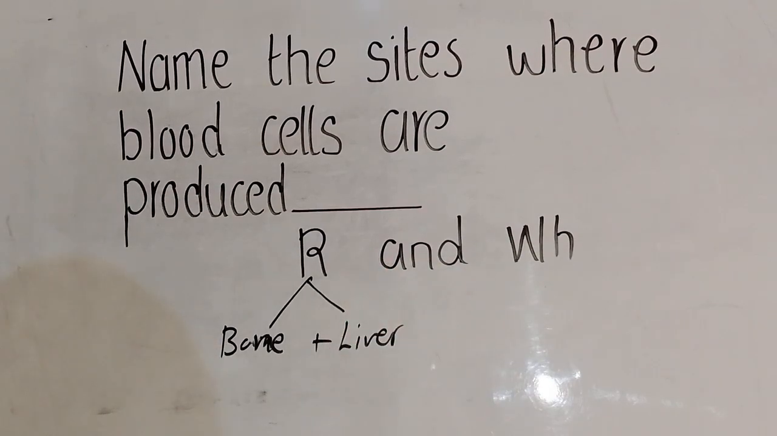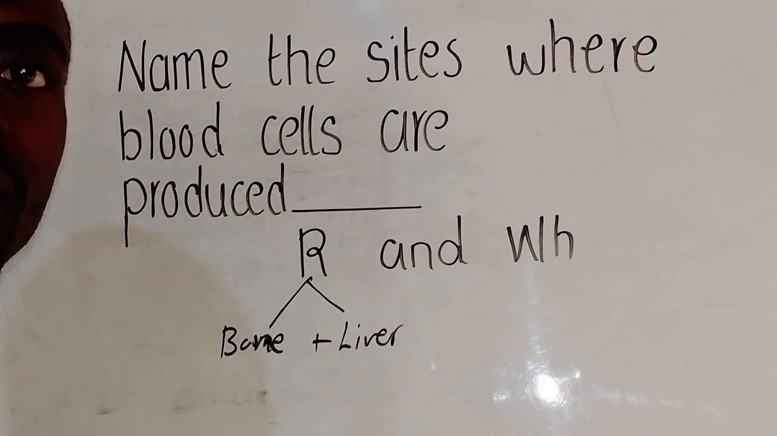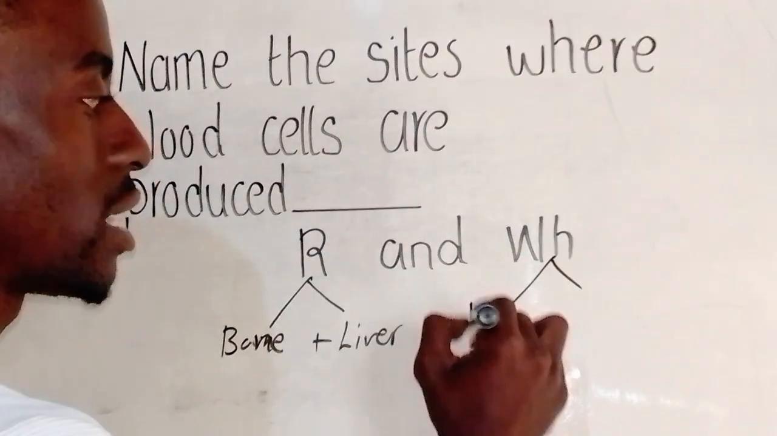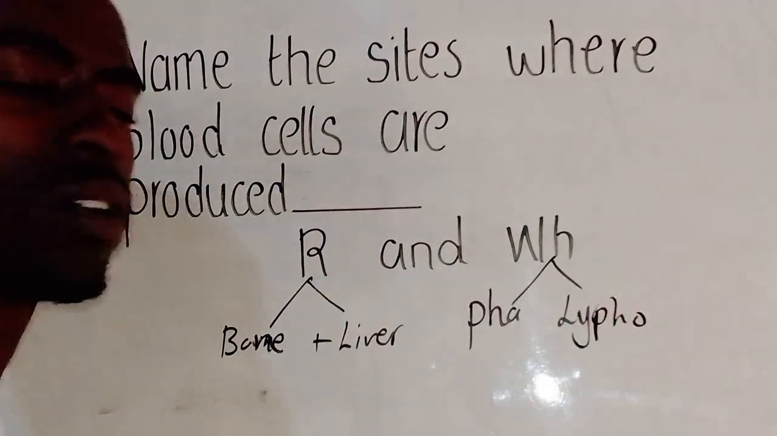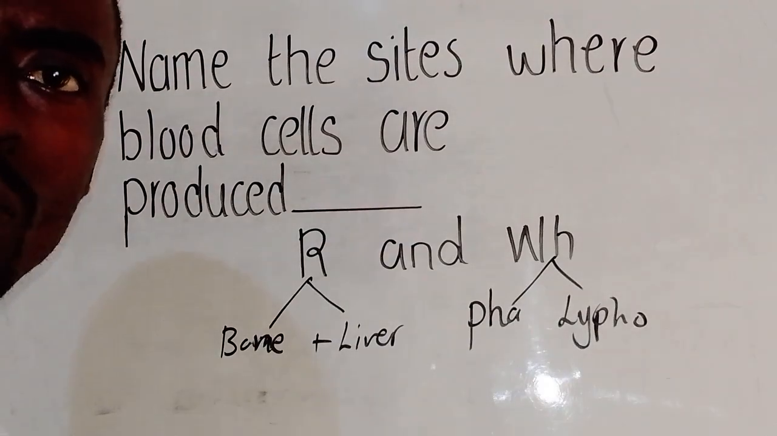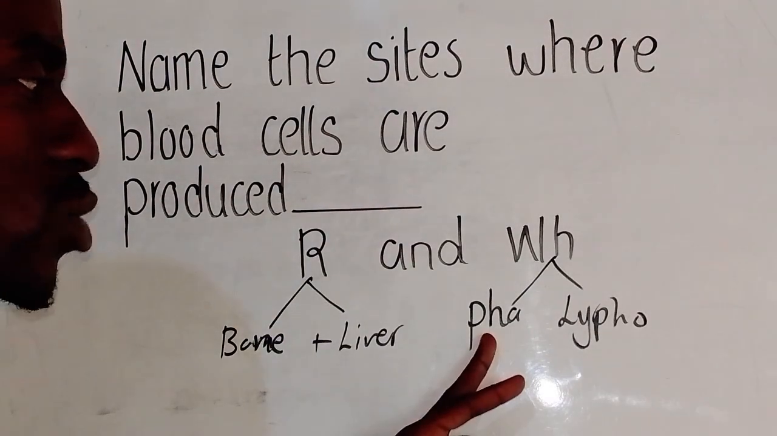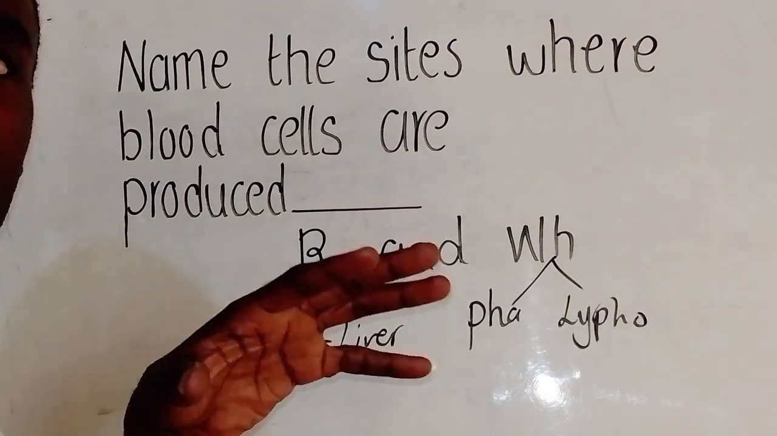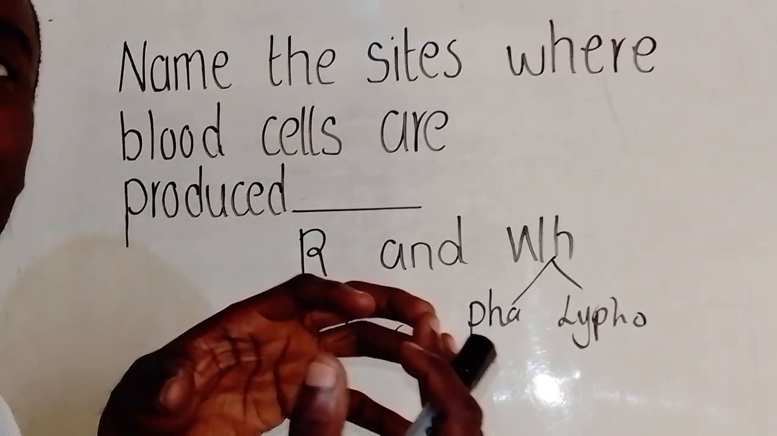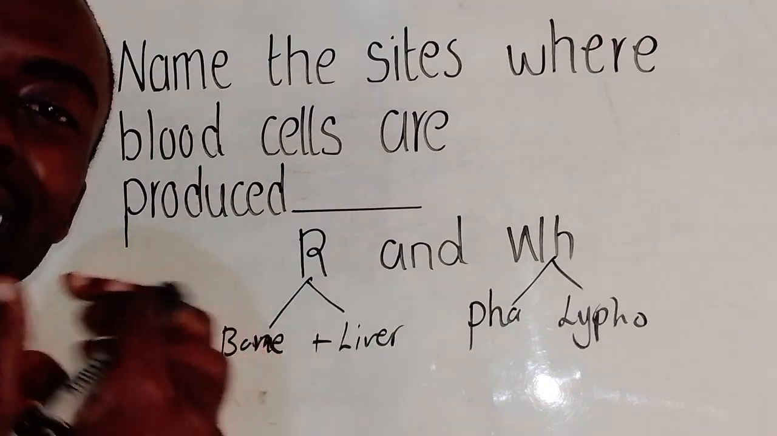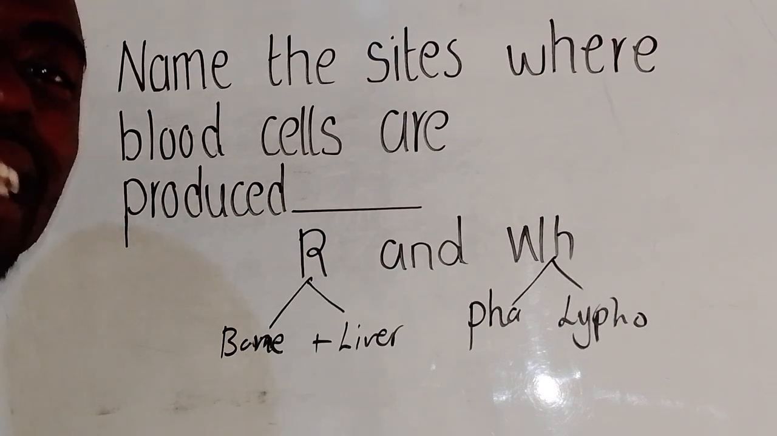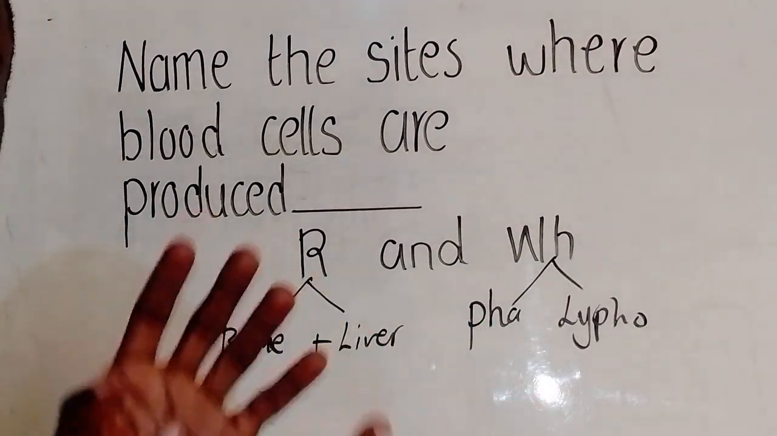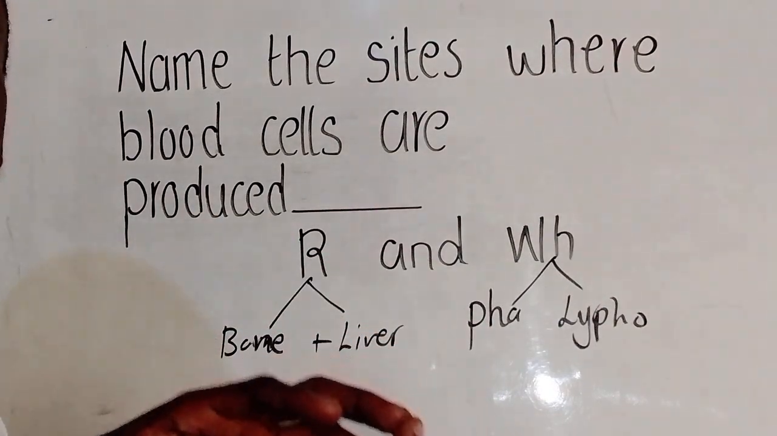Now, the white blood cells are divided into two. We have what is known as the phagocytes and the lymphocytes. The main difference between these two types of white blood cells is that the phagocyte engulfs, meaning it feeds on the microorganisms which enter our body, meaning a foreign substance, for example a virus, maybe even bacteria and so on. So it engulfs, meaning it destroys by eating, in simple terms.